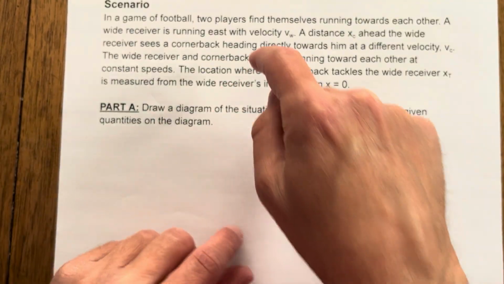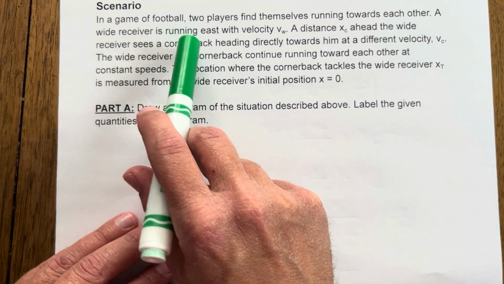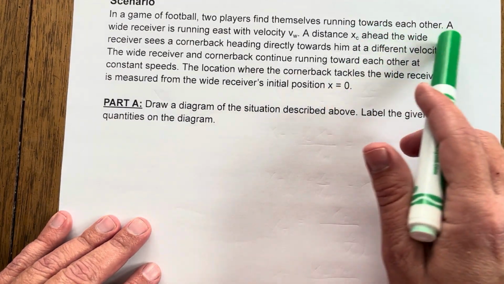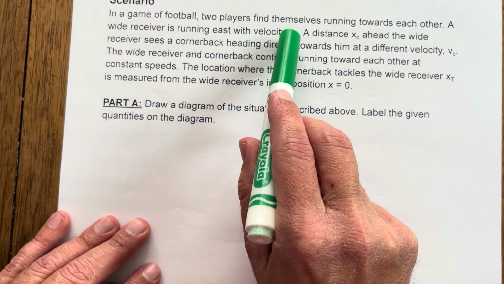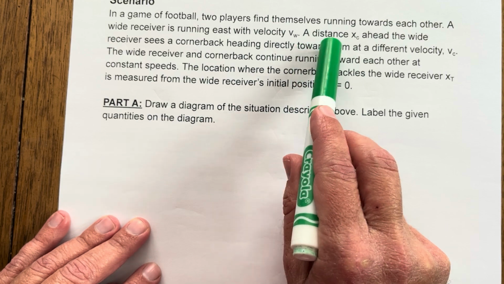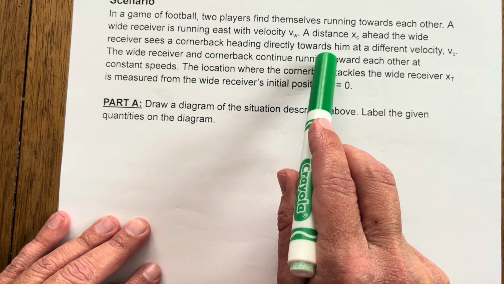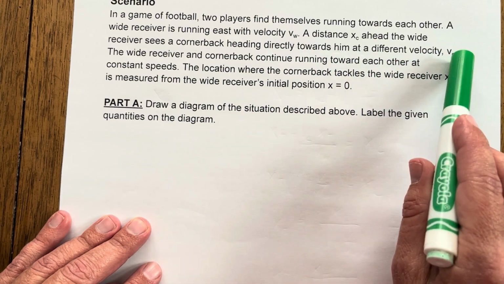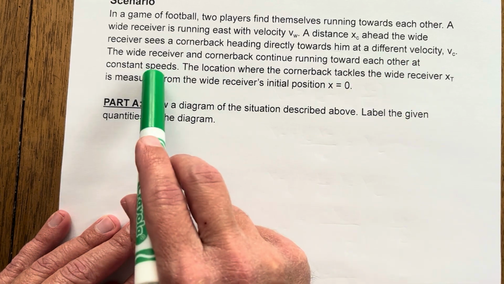Hi everybody, this is 11B, relative velocity. So let's look at this. In a game of football, two players find themselves running towards each other. A wide receiver is running east, we'll do that to the right, with a velocity of VW, for velocity of wide receiver. A distance XC ahead, the wide receiver sees a cornerback headed directly towards him at a different velocity, VC. The wide receiver and cornerback continue running toward each other at constant speeds.